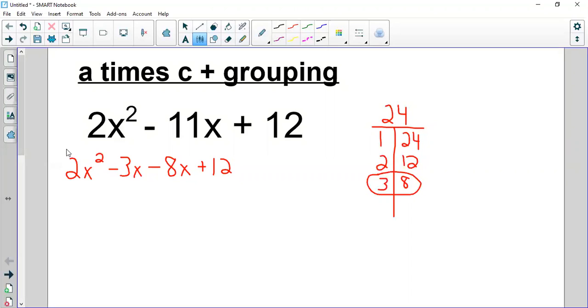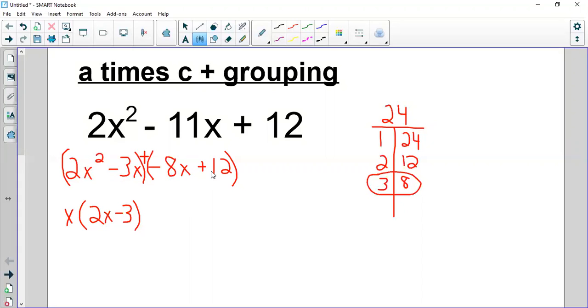And now I'll use my grouping method, my factor by grouping. That means I'll take the first 2 terms and group them together, and the second 2 terms and group them together. Notice I grouped this negative with the 8x because that 8x is negative. In between these parentheses, I'll put a plus sign. All right. My GCF for the first parentheses when I factor by grouping is just an x. And I will factor that out, and that leaves me 2x minus 3.